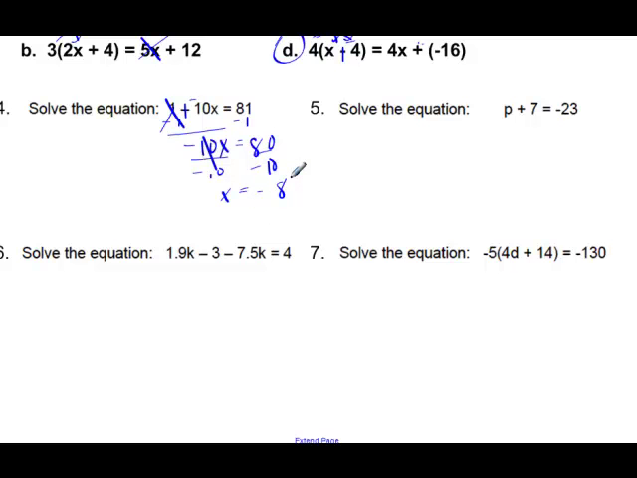Negative 8, right? Okay, well this is neat. That's just one step. We don't need to go through all of our steps to do that. We just know the opposite of positive 7 is negative 7. P equals, now this is adding. Negative 23 plus negative 7, negative 30.